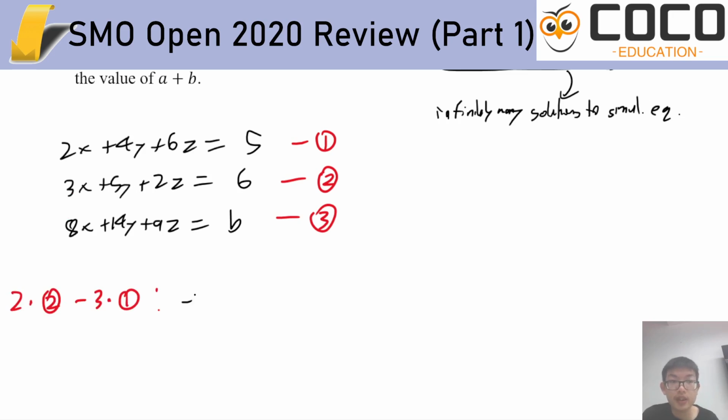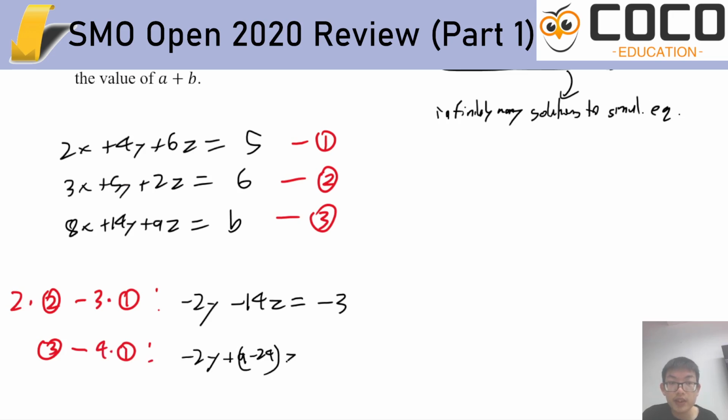negative 2y minus 14z equals negative 3. If I were to take equation 3 minus equation 1 times 4, this will also eliminate x. I will get negative 2y plus a minus 24z is equal to b minus 20.